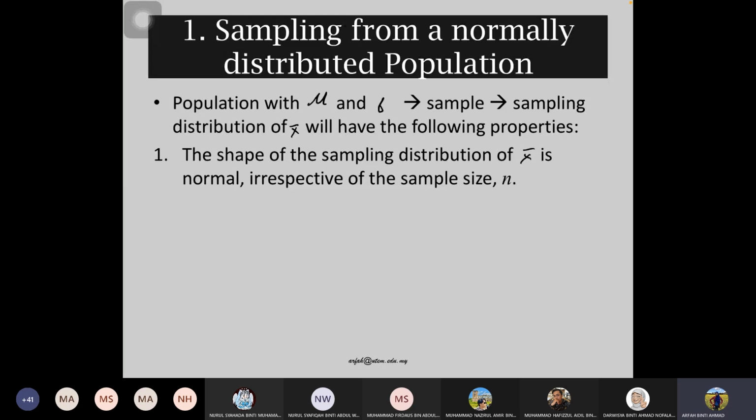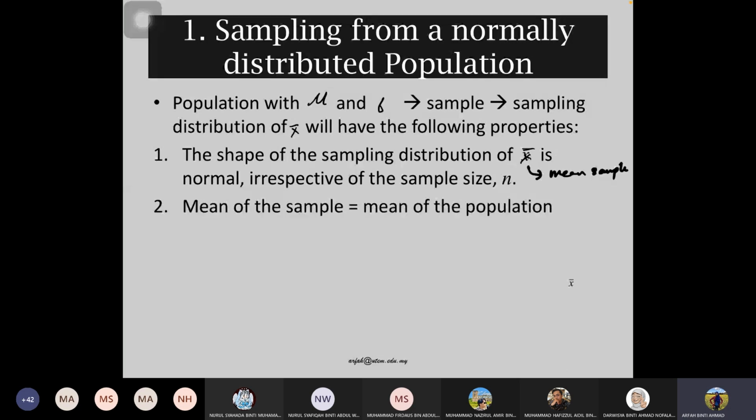So its sampling distribution of the mean, the sample mean, will still follow a normal distribution because it follows the population, irrespective of the sample size. Meaning that whether the sample size is large or small, because the population follows a normal distribution, the sample will also follow a normal distribution. The mean of the sample will be equal to the mean of the population, that is mu X bar equal to mu.